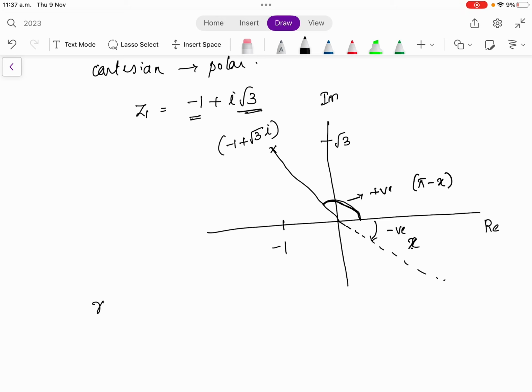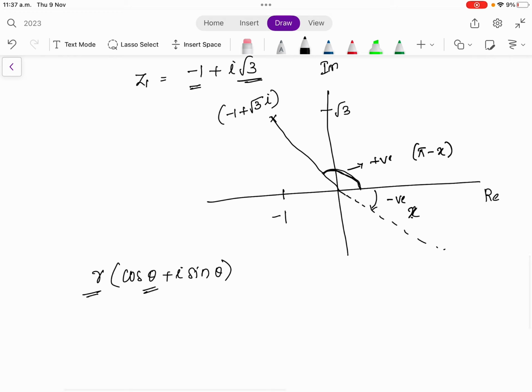So to write the polar form, it is r times cos theta plus i sine theta. You need to find r and theta, and for that we will use the formula r is equal to square root of x square plus y square. That is nothing but square root of minus 1 square plus root 3 square, which is equal to square root of 4, which is equal to 2.